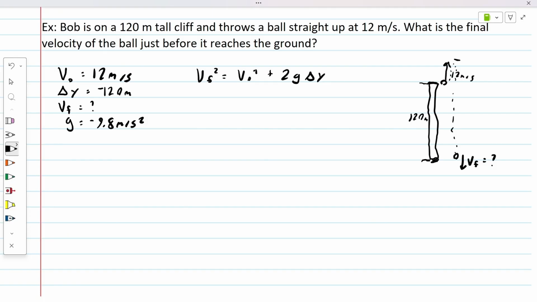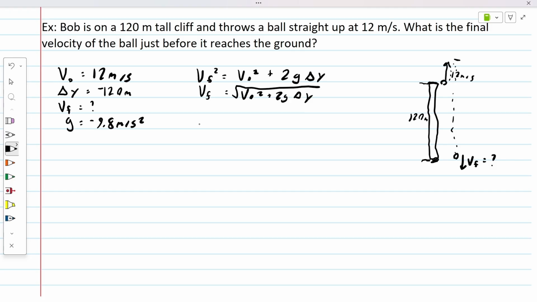And we have all these variables now. We have enough information to solve it. So we can now go vf squared is, or not vf squared, but just vf is equal to the square root of v naught squared plus 2g delta y. And now that we have all of these variables, we can go ahead and plug them in.